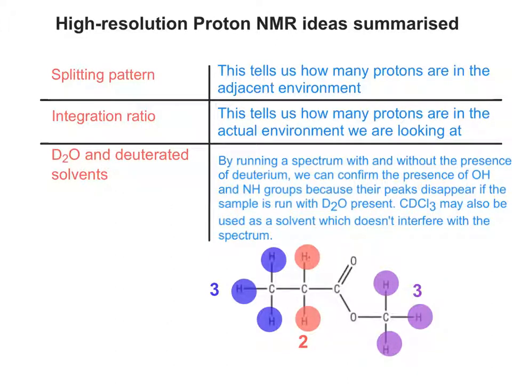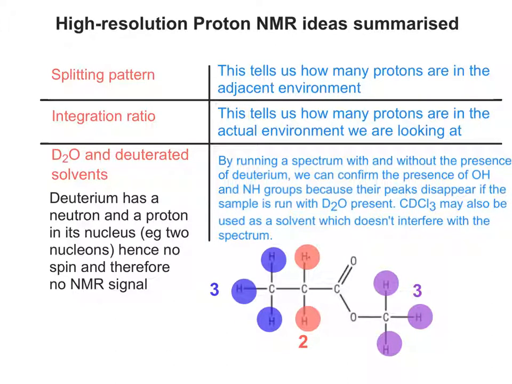So D2O, if you remember, is used to eliminate from the spectrum the presence of OH and NH groups. Because what happens is the peaks disappear if the sample is run a second time with a deuterated solvent. So remembering that deuterium, being an isotope of hydrogen, has an extra neutron in its nucleus, so it's got two nucleons instead of one, so it's an even number, so hence no spin and therefore no NMR signal.